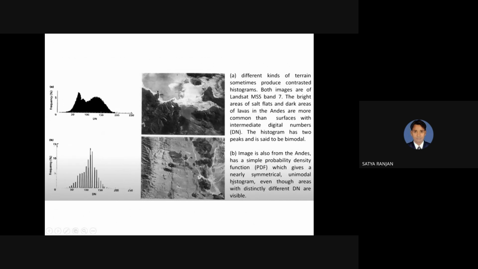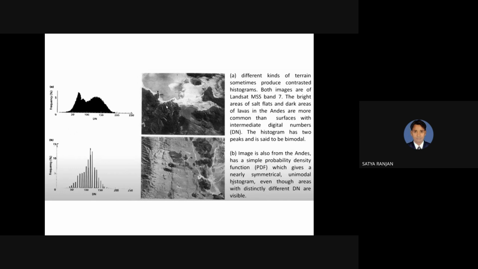Based on the satellite image, the histogram graphs are different, based on their DN values and their features also. If the features are different, then the DN values are different, and then the histogram is also different. So different kinds of terrain sometimes produce contrasting histograms.